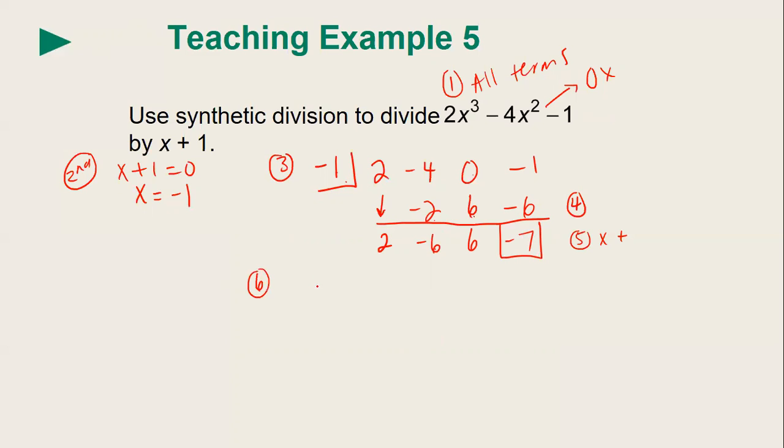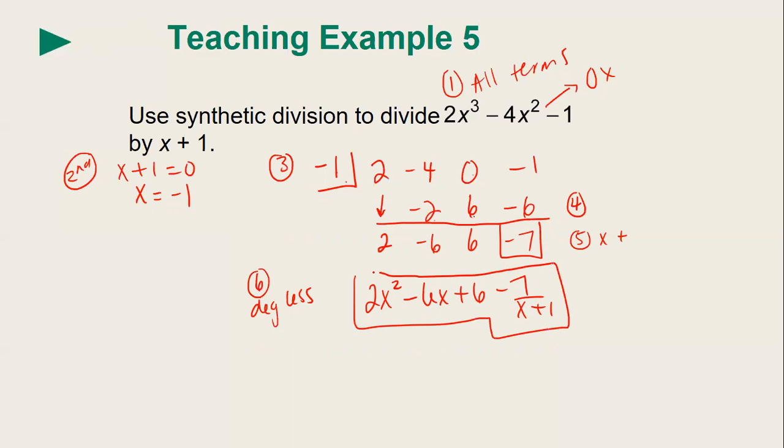And then step 6 is to write it as a polynomial. It's always going to be a degree less than what you started with. So if I started off as 2x cubed, I'm now going to end up as 2x squared. So this is 2x squared minus 6x plus 6, minus 7 over x plus 1. And that's your synthetic. It only works with what though? Linear. It only works with linear.